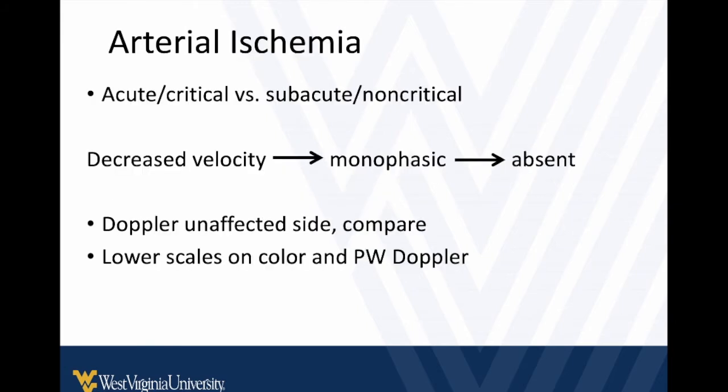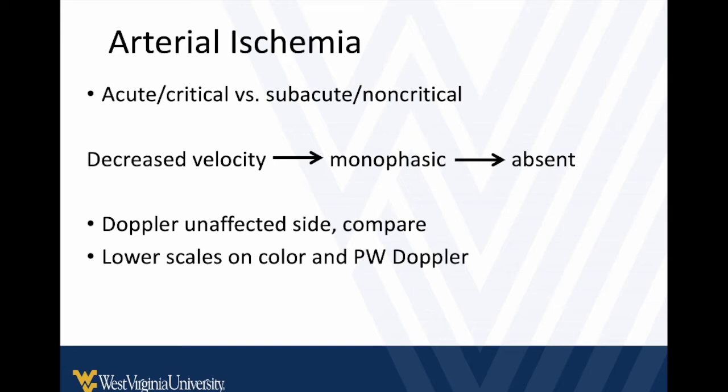So the first thing is arterial ischemia. Mostly you want to decide, is this acute critical ischemia versus is this kind of subacute or chronic or non-critical? And there's a big difference between having some flow and no flow. So first things that are going to happen when you start to lose flow in a limb is decreased arterial velocity. At some point it may become more monophasic, and then eventually to the point where it's absent. If we get to the point where it's absent, we definitely want to know about that.